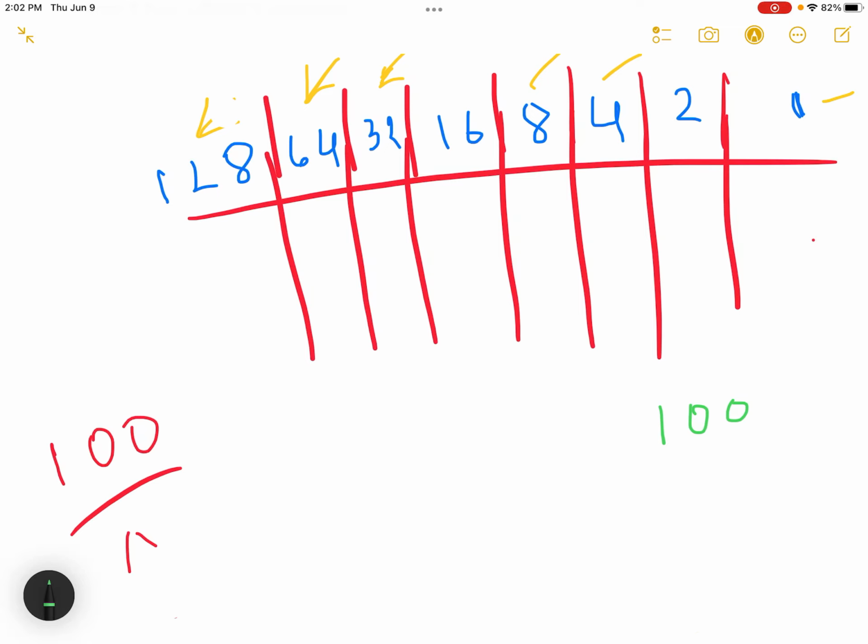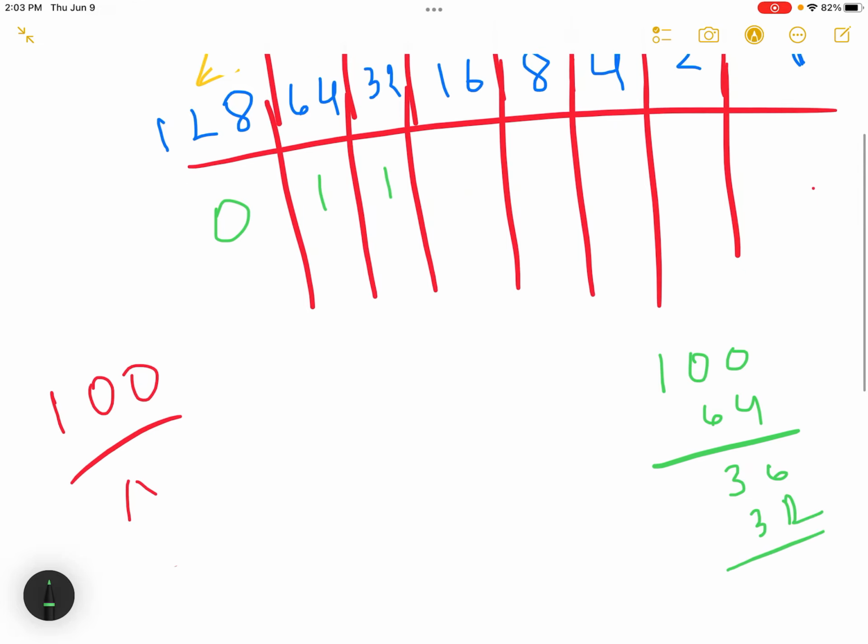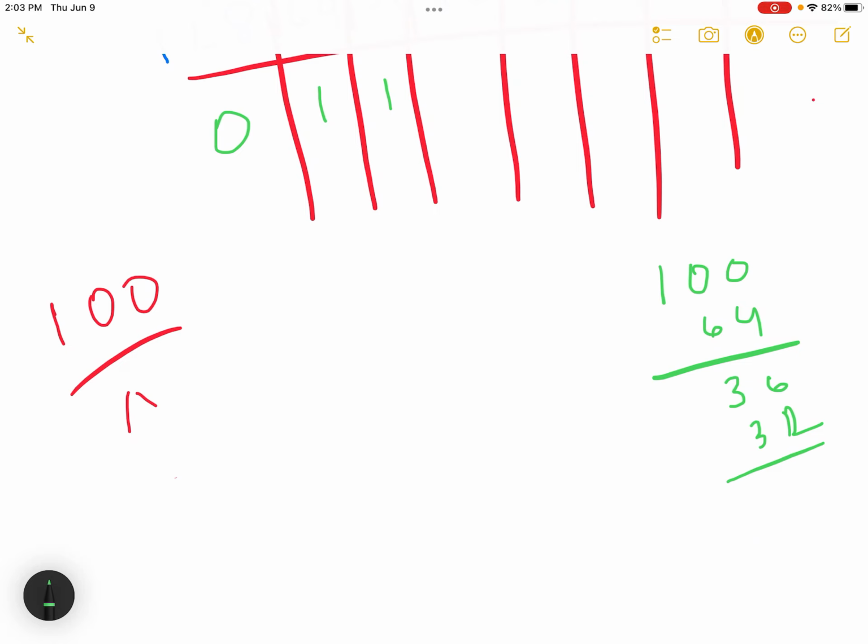Can you subtract 128 from 100? If no, write 0. And then can you subtract 64 from 100? Yes. So subtract 64 from 100, and you have 36. And again, go to the next number. Can you subtract 32 from 36? Yes. If it is yes, put 1. And 36 minus 32 is 4.